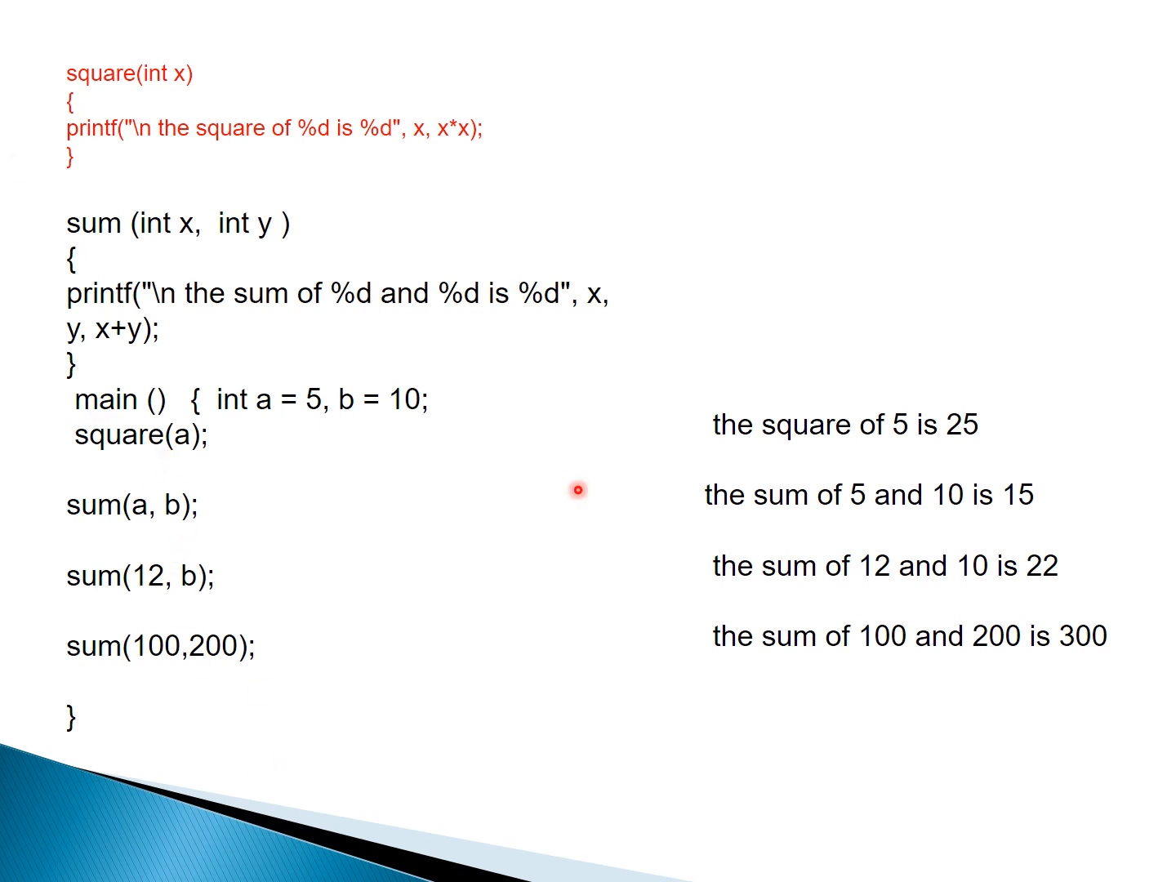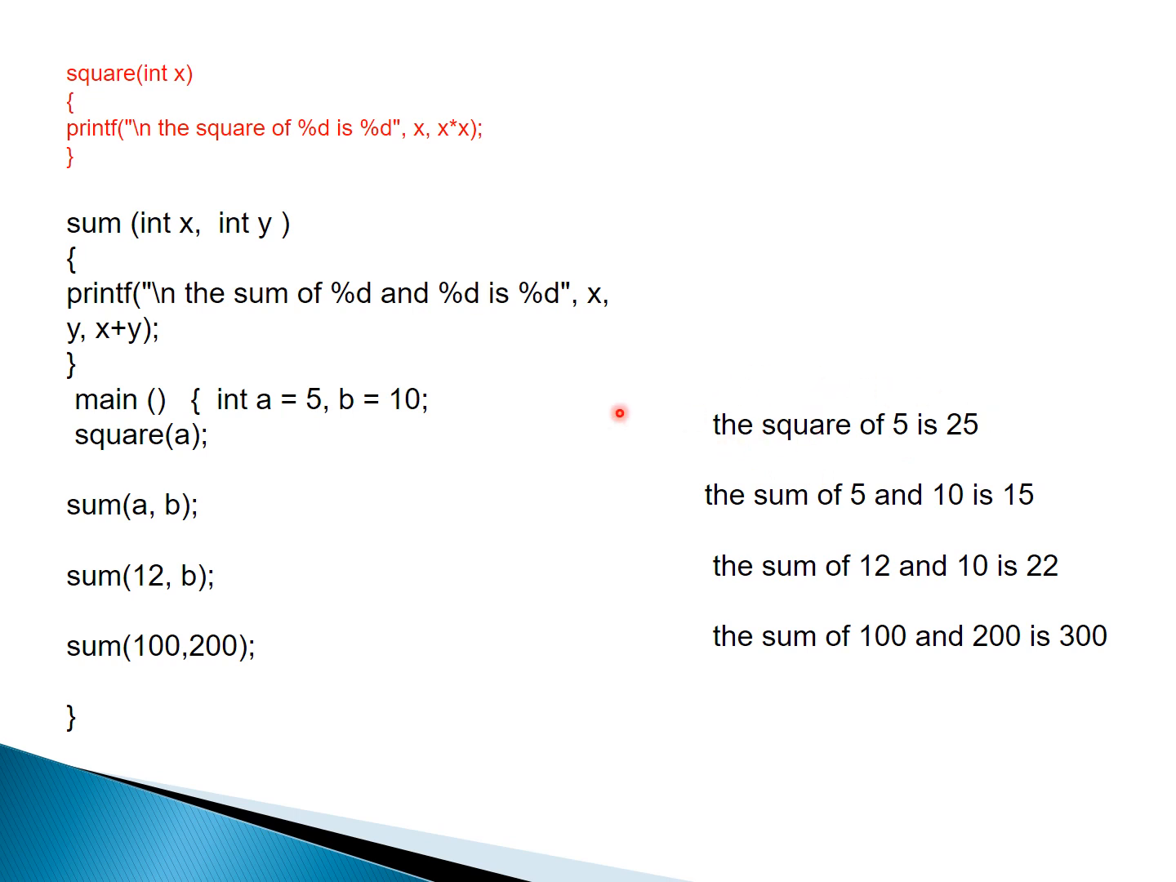Inside the main function, we have two variables, a and b. The value of a is 5, and the value of b is 10. And then we have four statements and four function calls. This is the square function call. This is sum, sum, sum. We know that we have to pass one integer variable to square. So the value of a, which is 5, will go and be saved in integer x here, and then the output will be the square of 5 is 25, as we discussed in the previous slide.